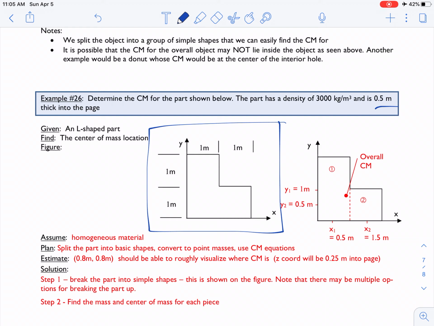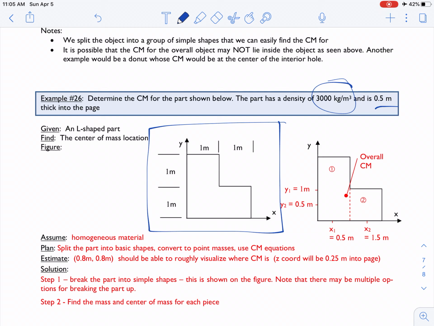And the plan is to split, again, as we made kind of a strategy, split the parts into basic shapes, convert into point masses, and use center of mass equations to figure out the overall center of mass. And on this problem, we also need to use the definition of density. So we are going to talk about that first in the solution.